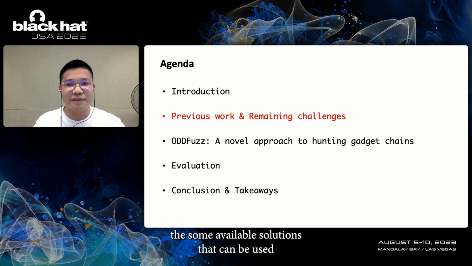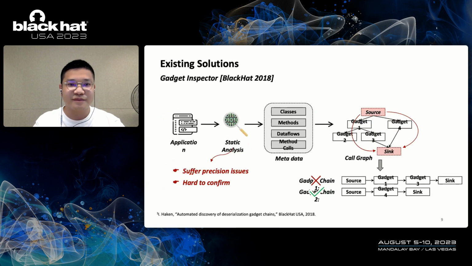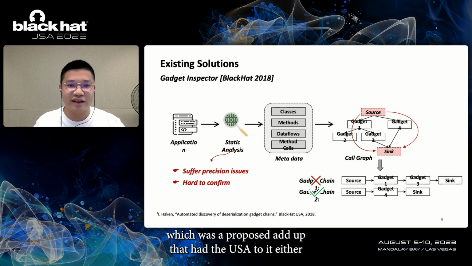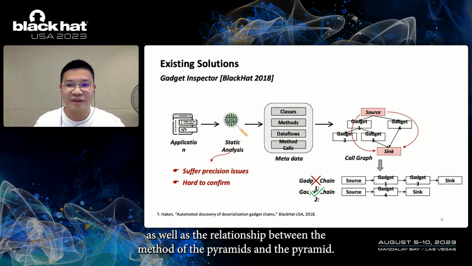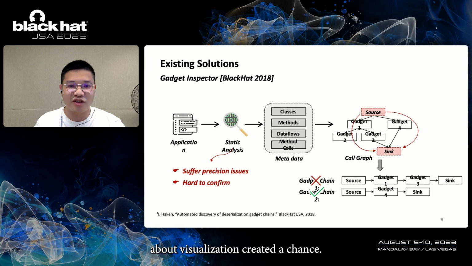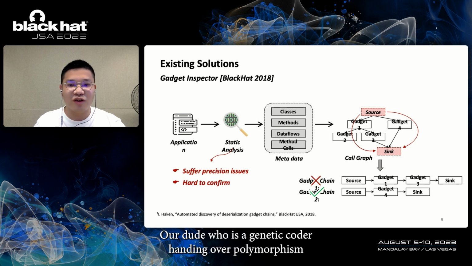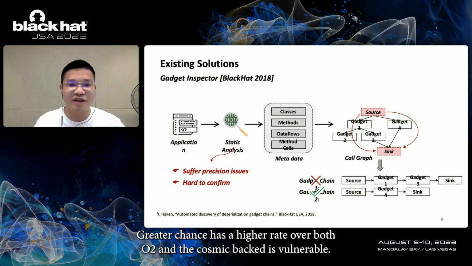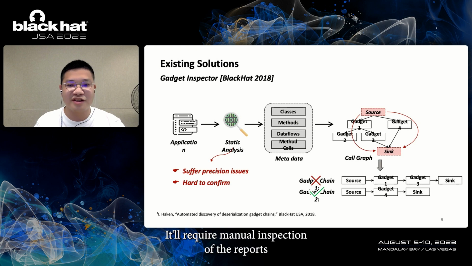There are some available solutions that can be used to hunt for gadget chains automatically. The first solution we mention is Gadget Inspector, which was proposed at Black Hat USA 2018. It is a purely static solution. First, it uses symbolic execution to extract the relationships between the method parameters and the return values, as well as the relationships between the method parameters and the parameters of the callee methods, and then stores this in summaries. Then it uses a breadth-first search to search for available deserialization gadget chains. However, due to its inadequate handling of polymorphism in Java and some inherent flaws in purely static solutions, gadget chain discovery has a high rate of both false positives and false negatives. Furthermore, it requires manual inspection of the reports.